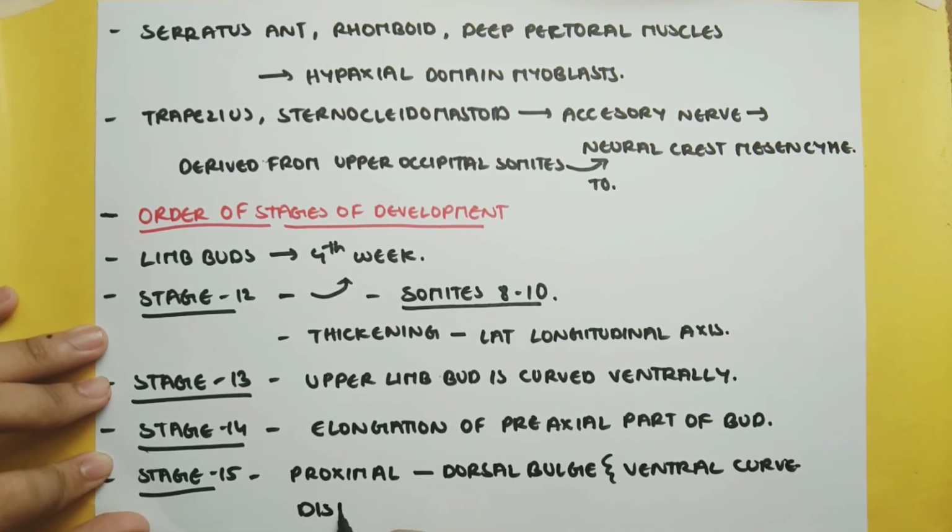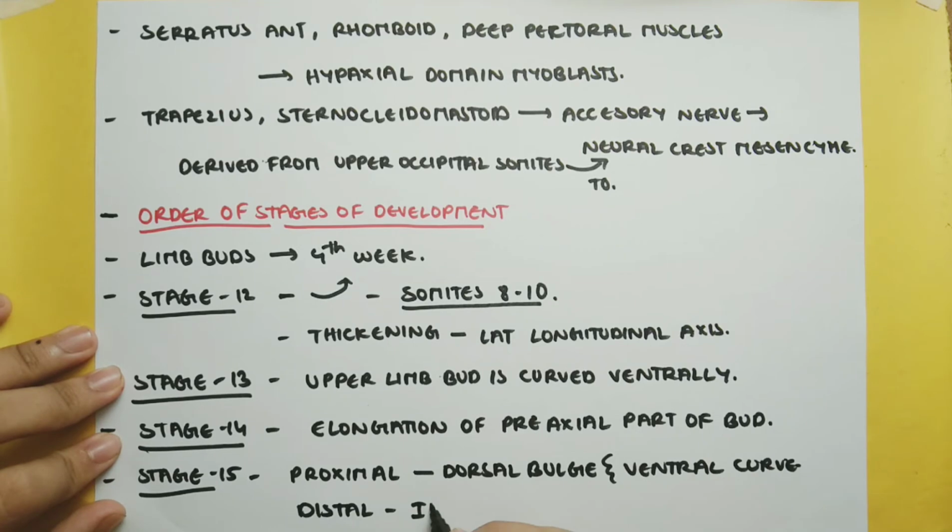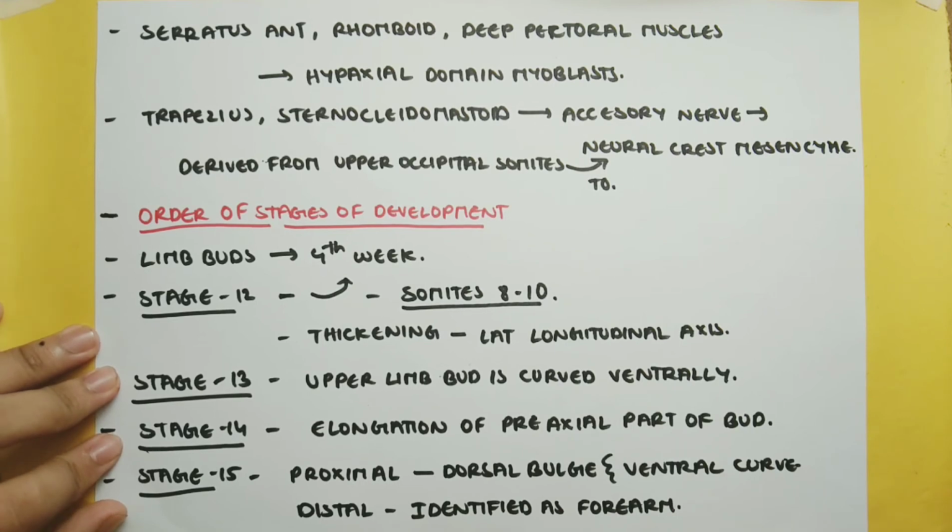And what are seen in distal region? Distal region, it is somewhat identified as forearm, because the hand plate is formed.